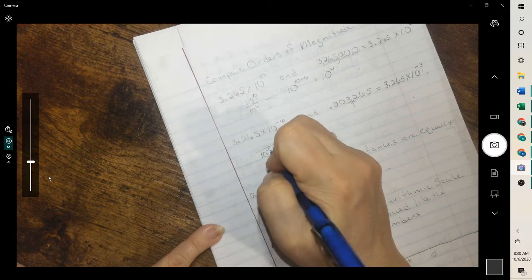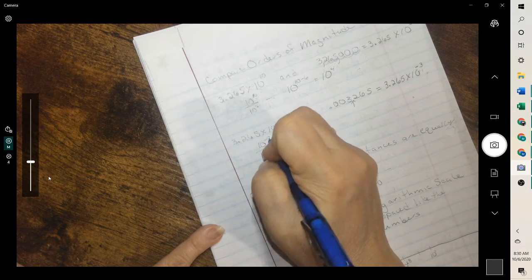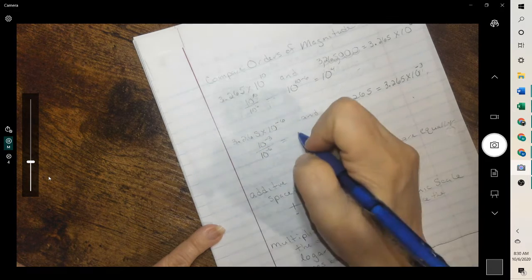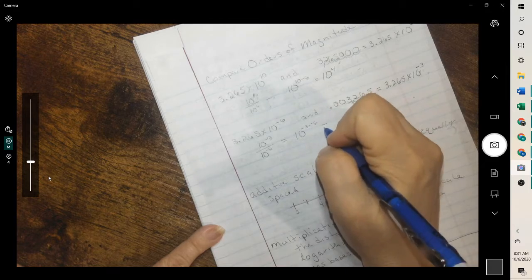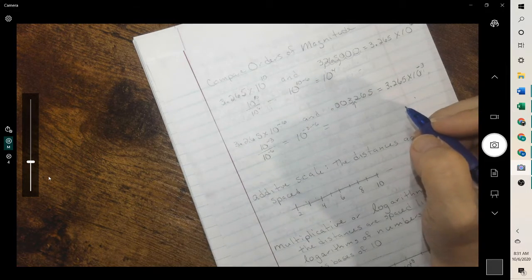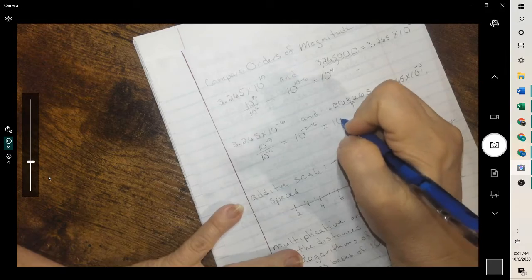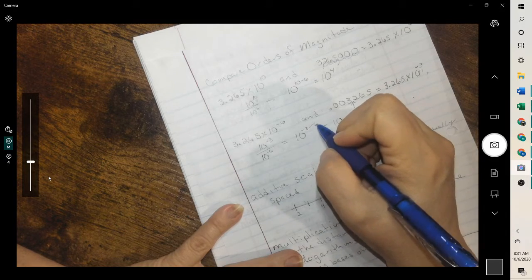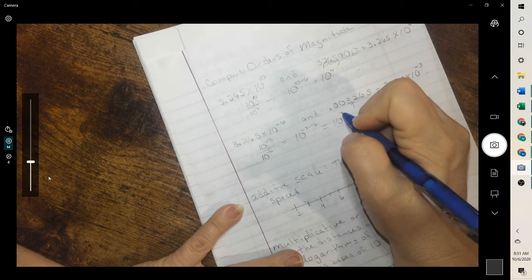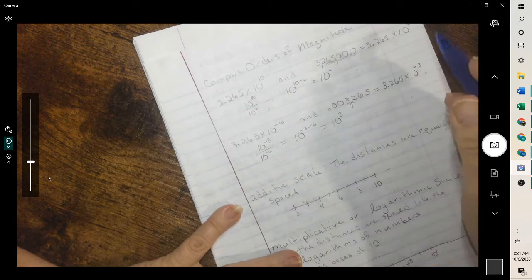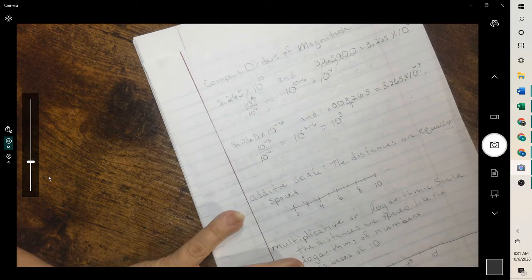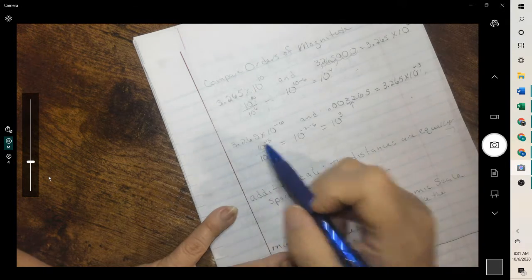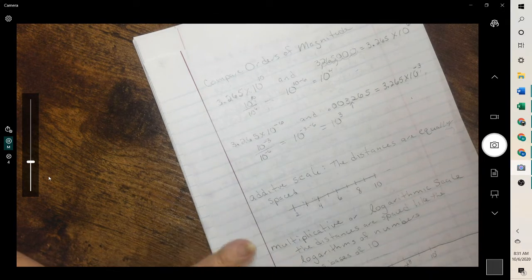10 to the negative 6 over 10 to the negative 3. Negative 3 minus a negative 6, because top minus bottom. Negative and negative is a positive, so 6 minus 3 is 3. So this number is 10 to the third times larger than this one, or 3 magnitudes larger.